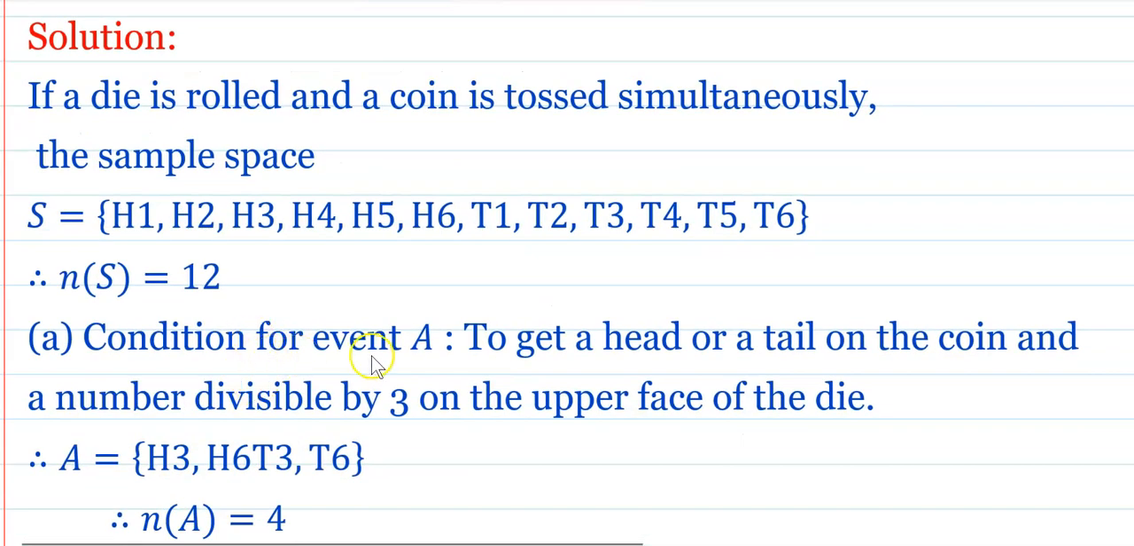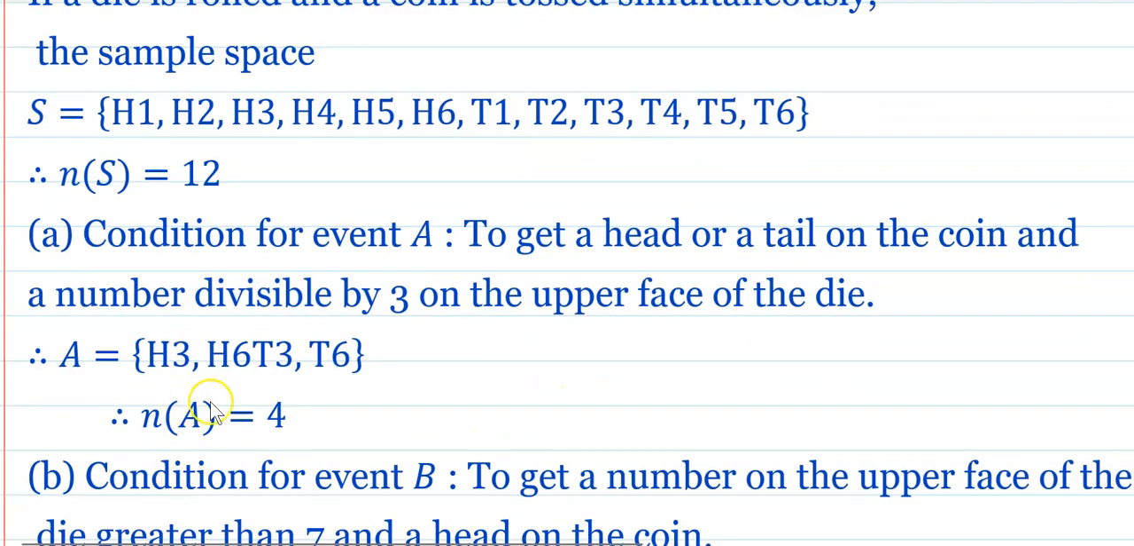A: condition for event A is to get a head or a tail on the coin and a number divisible by 3 on the upper face of the die. Okay. The number must be divisible by 3. Head or tail, but it must be divisible by 3. So event A will be H3, H6 and next T3, T6. Therefore N of A is 4.